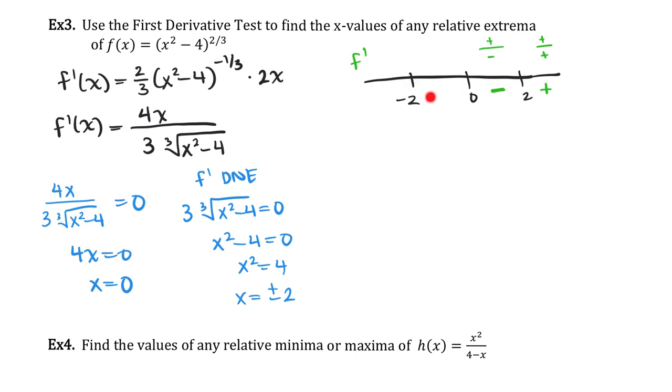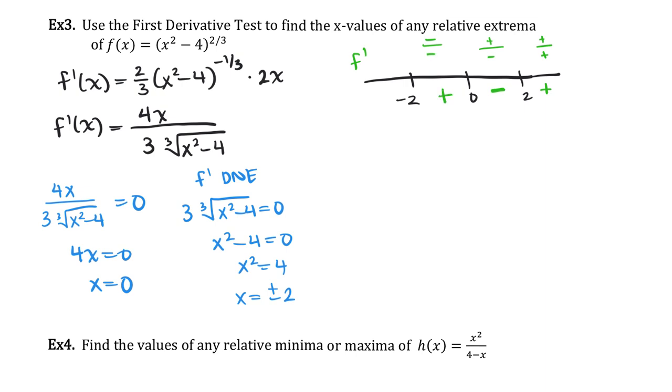Okay, let's go backwards. Between negative 2 and 0, let's plug in negative 1. If I plug in negative 1 at the top, I get negative 4. If I plug in negative 1 at the bottom, negative 1 squared is 1, minus 4 is negative 3. I cube root negative 3, I get a negative. So negative divided by negative is a positive.